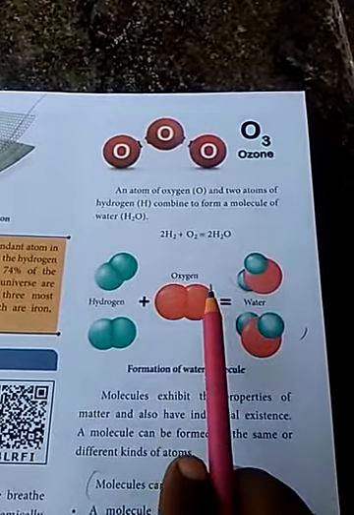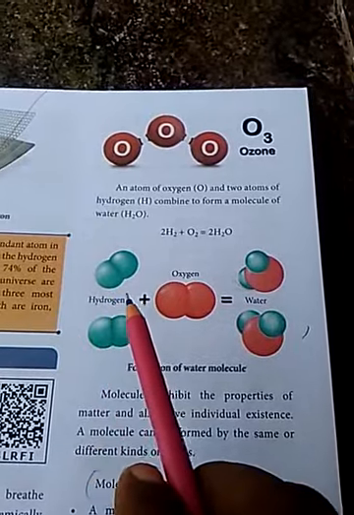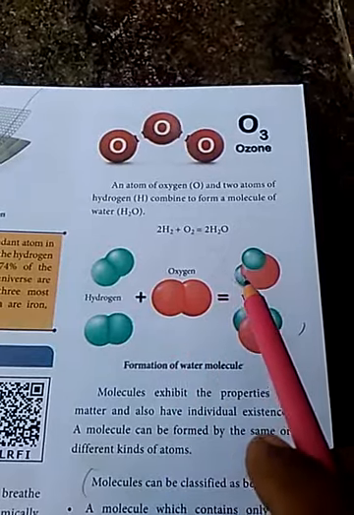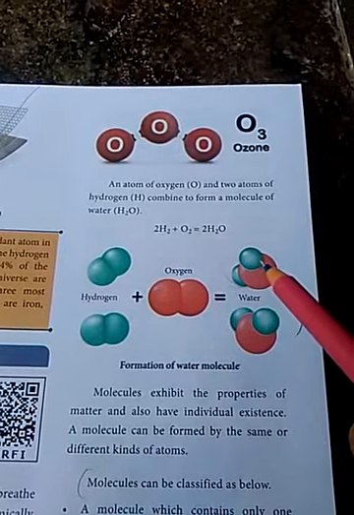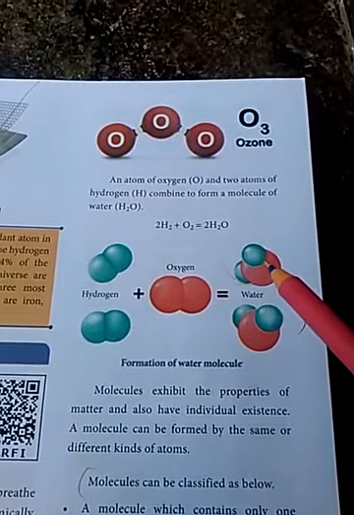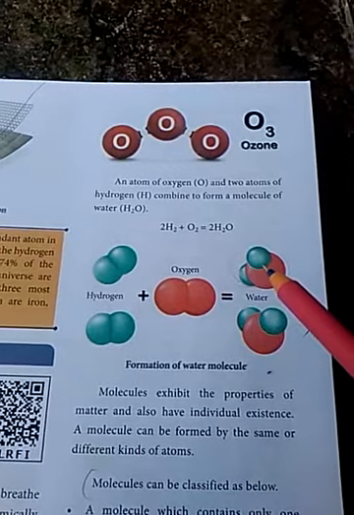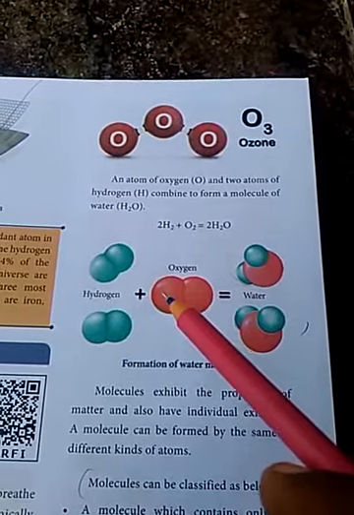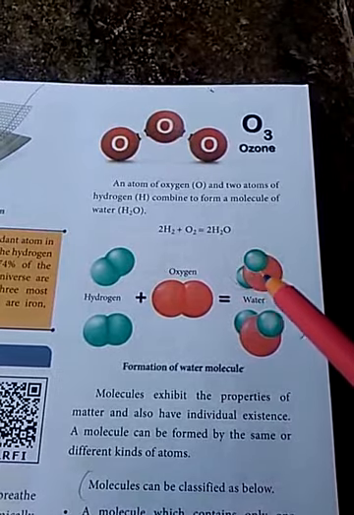Finally, formation of a water molecule. Here is H2. This is another one, O2. Here 2 H2 plus O2 gives 2 H2O. Two water molecules. One atom of oxygen and 2 atoms of hydrogen combined to form a molecule of water, H2O.